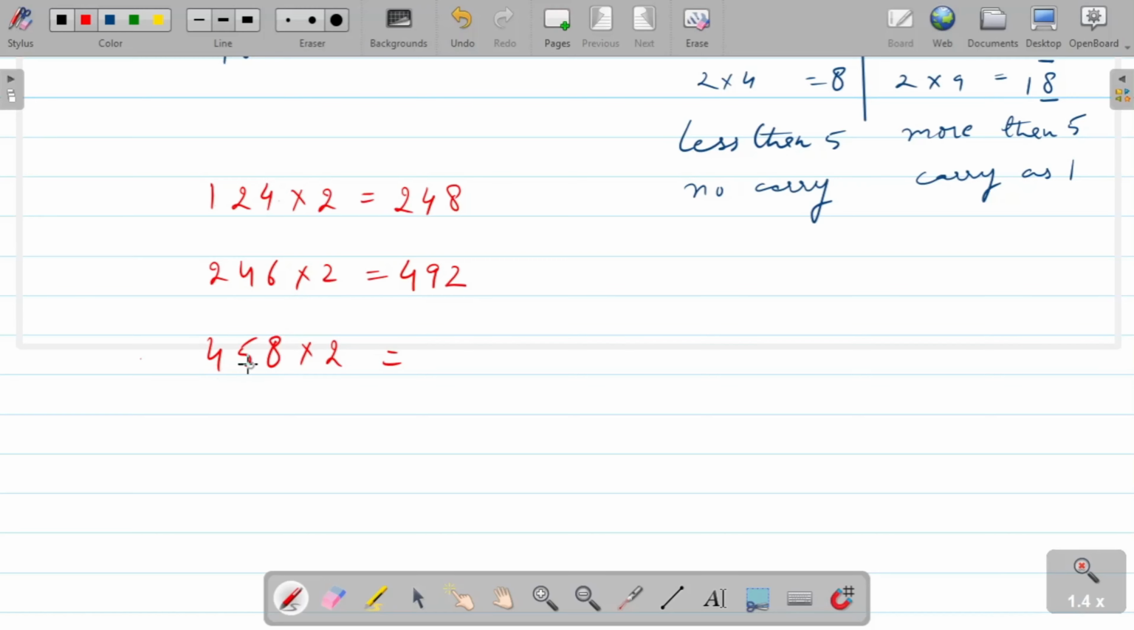Double of 4 will be 8, but next is 5, so it will become 9. Double of 5 will be 10, next is more than 5, so it will become 11. We'll write only 1 over here. Double of 8 will be 16. Let's take another example of a 4-digit number.